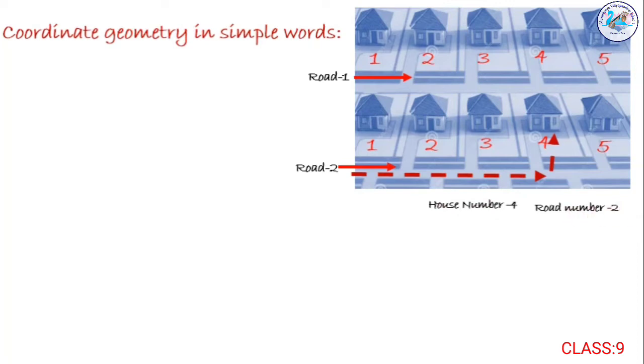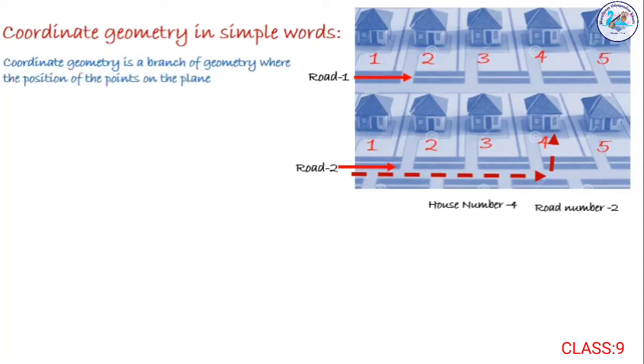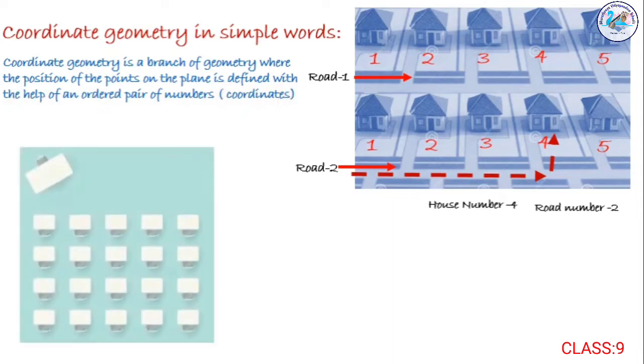Similarly, in coordinate geometry also, we use some parameters, normally x and y coordinates, to determine the exact position of a point. That means, in simple words, coordinate geometry is a branch of geometry where the position of the points on the plane is defined with the help of an ordered pair of numbers, that we call coordinates. Let's take some more examples.